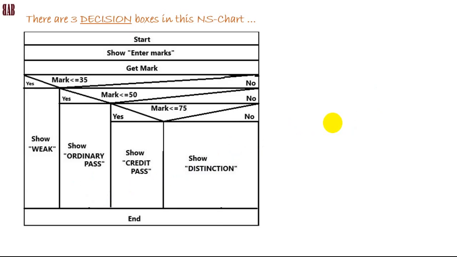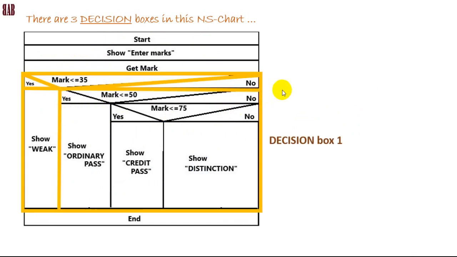So this is the solution we have come up with, and in this solution I just wanted to show you every time the number of decision boxes we are having, so that you get used to how to write NS charts. Now here, first let's look at this. This is the solution we have done. So this is one NS chart decision box, and as you know, the decision box will always have a condition here, a yes and a no, and the yes side and the no side.